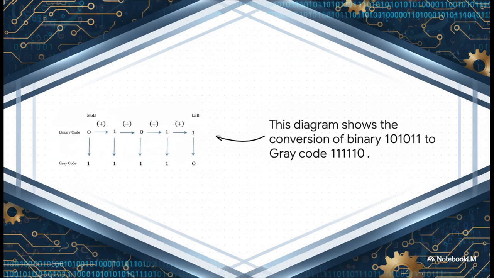And now for the last pair. 1 plus 1. That's 2, which is 1, 0 in binary. The rule says we just ignore any carries, so we only take the 0. And voila, our gray code is 111110. See? Simple and totally effective.